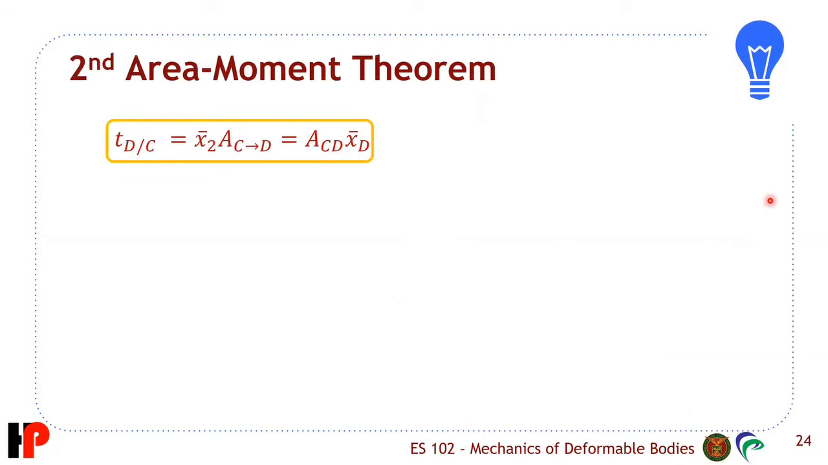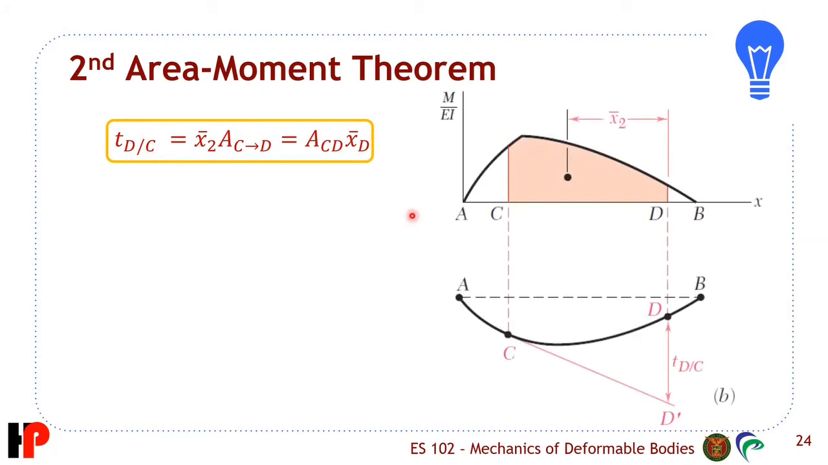The second area moment theorem, tD with respect to C, is stated as the area between the two points times x bar, the centroid of the area, measured from the reference point, which is the numerator, D. To illustrate, if you have an M over EI diagram, this is the deflected curve, and tD with respect to C is this one: the final position of D to the distance to the tangent line at C. X bar is measured from D because it is the numerator.